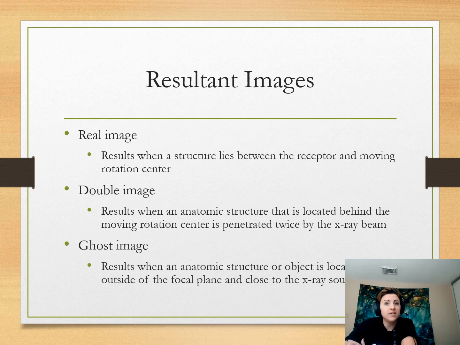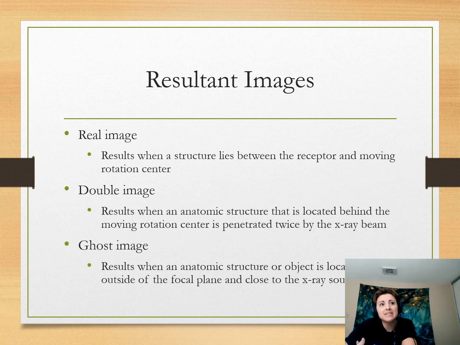The double image is when a structure is actually located behind the rotational center, so it's closer to the tube head. It's not inside the focal trough. It's not something that we're trying to capture, but it's in the way. So it's going to show up on our receptor because it's in between the X-ray tube and the receptor. It's going to show up because it's there, but we're not trying to capture it.